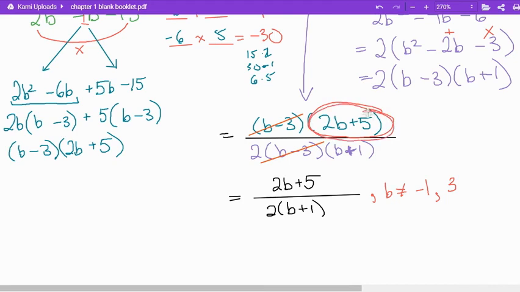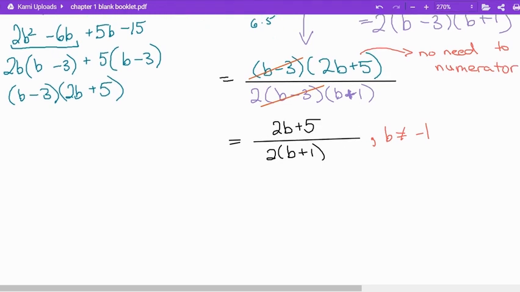How about this multiple, this binomial? Do I find a restriction for it? Why not, Annabelle? Good. It's in the numerator. No need. Can the numerator be equal to 0? Yeah. So I'm writing no need to restrict numerator. We good?